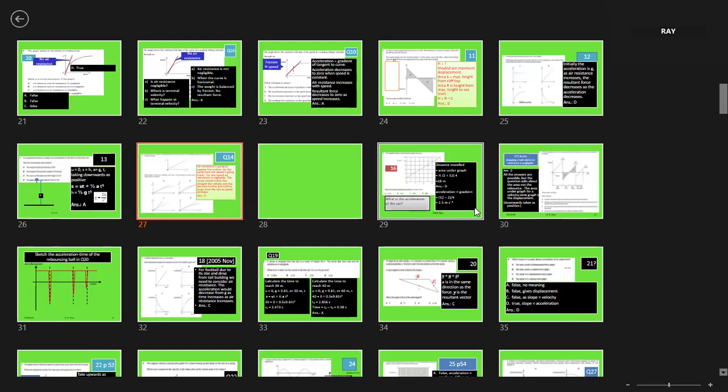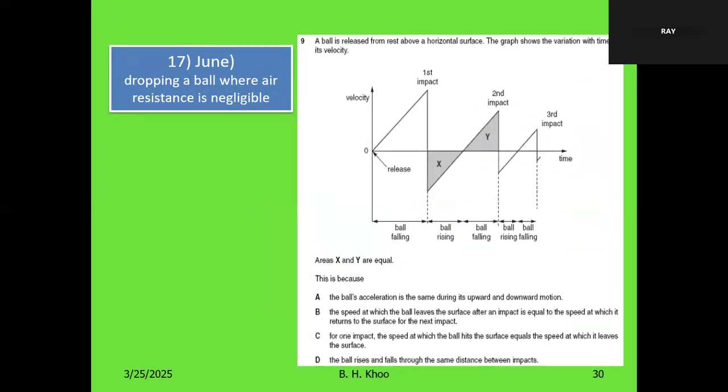Okay, let's go to the next question. This one is a bit tricky. A ball is released from rest above a horizontal surface. The graph shows the variation with time of its velocity. Areas x and y are equal. This is because... there's a catch here. All the answers are correct, except there's a catch here. What's the answer?